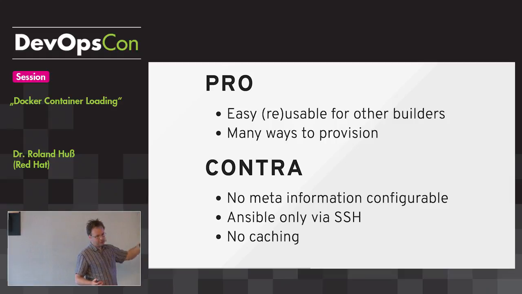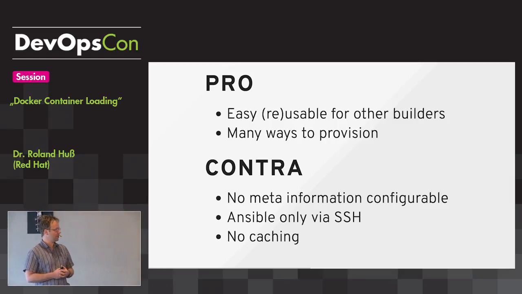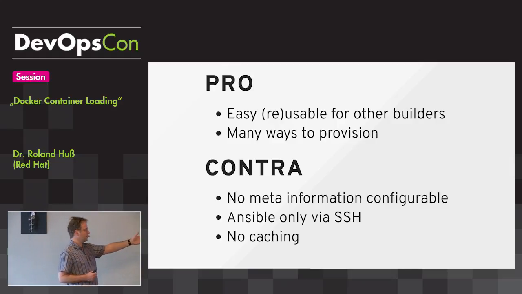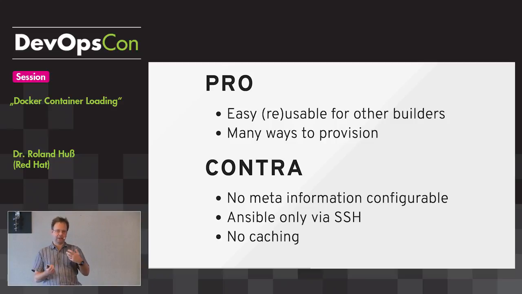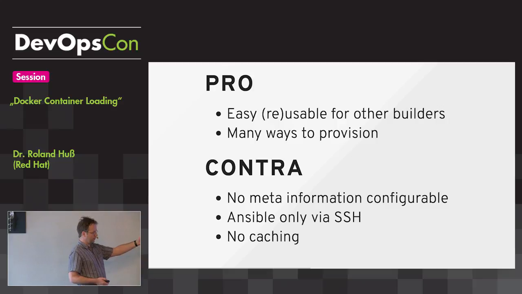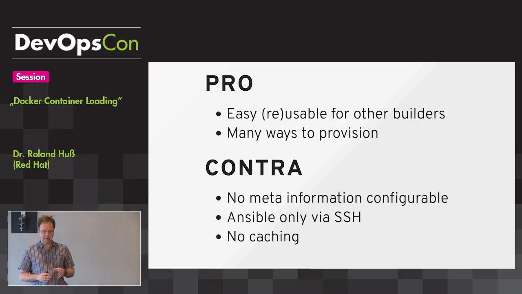The advantage, of course, is that it's easily reusable for other image types. You have a lot of ways to provision within these containers, and that's all perfect. A not so good thing is that the metadata information is not configurable, or let's say you cannot set the metadata during this build. There's nothing like expose or specifying the startup command of the image afterwards. This is something you need to do afterwards, in retrospect, when you have created the image. Ansible only works via SSH, so there's not this fancy thing with docker exec and docker cp to get into these containers. And there's no caching at the moment, as far as I see.